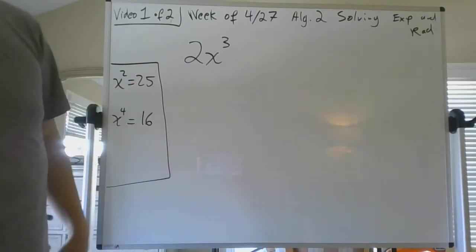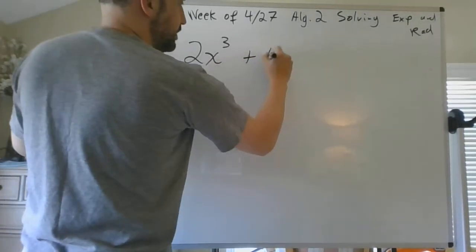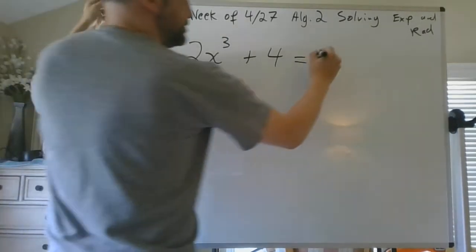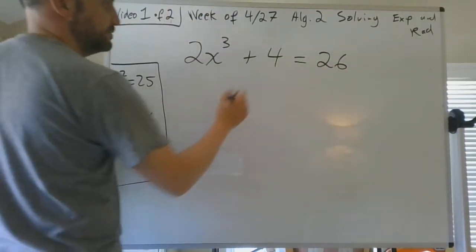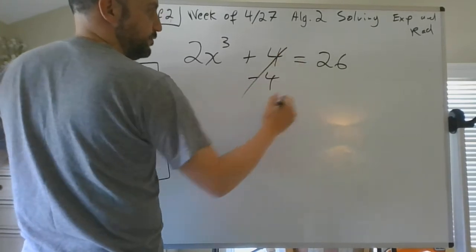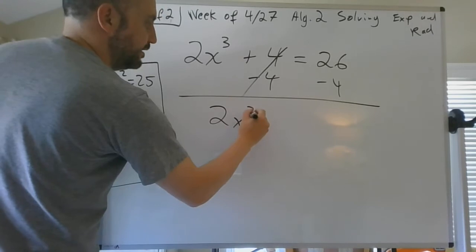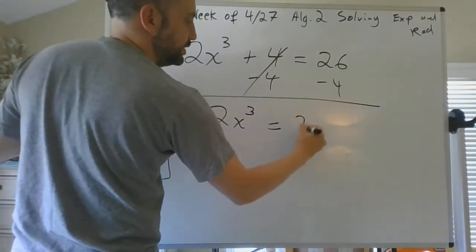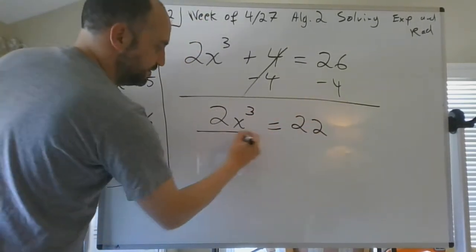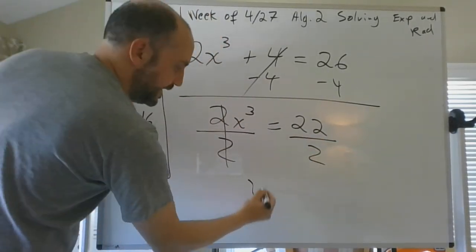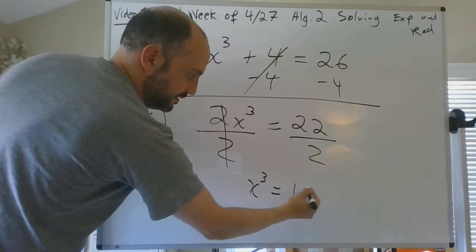So our last problem: 2x to the power of 3 plus 4 equals 26. Solve it just like we did the last ones. Move that 4, minus 4, new line. 2x to the power of 3 equals 22. Divide by 2. Divide by 2. We get x to the power of 3 equals 11.